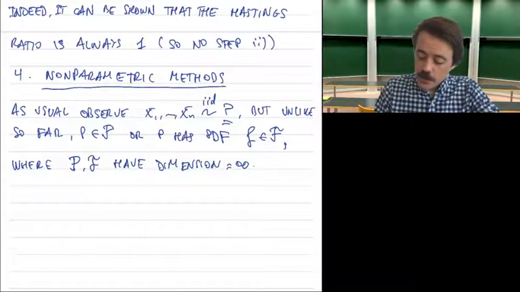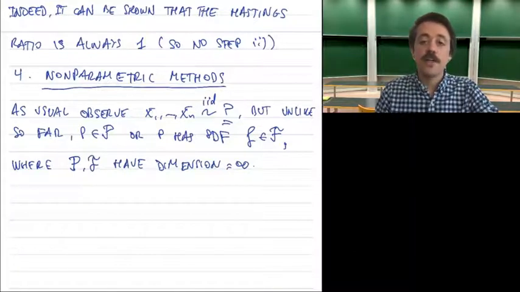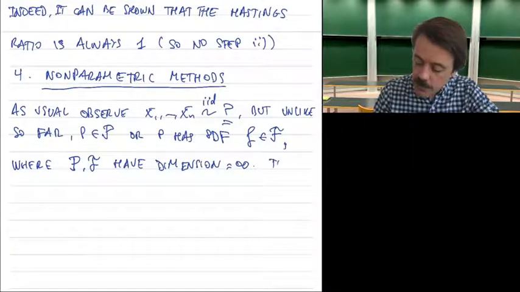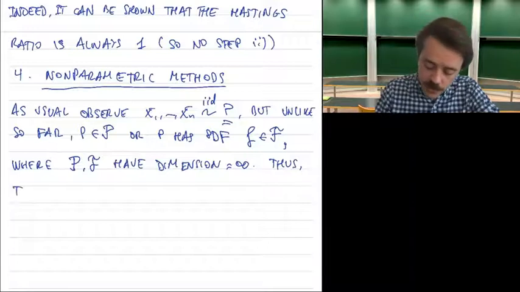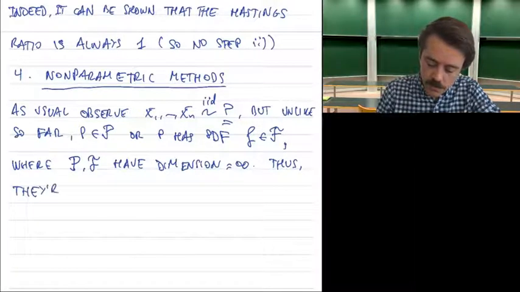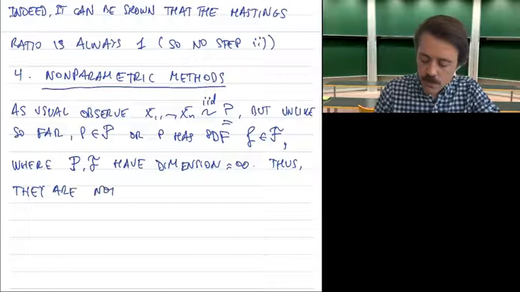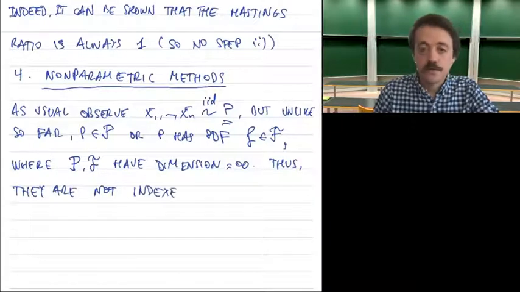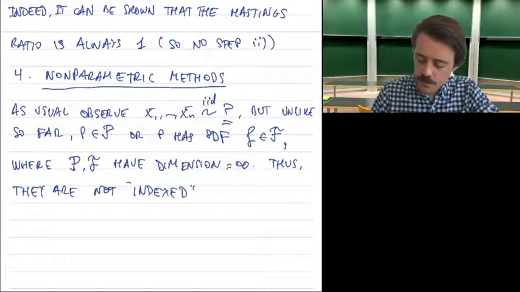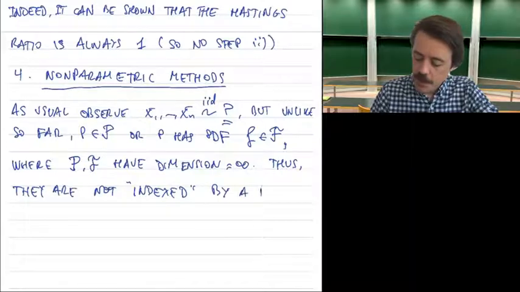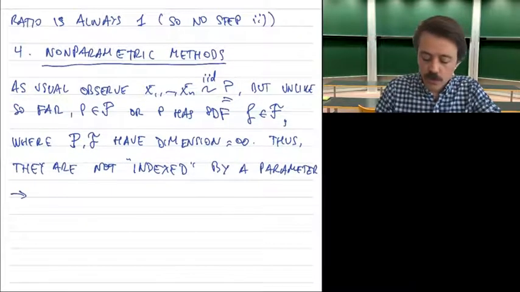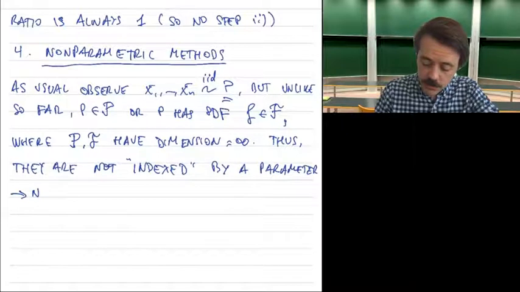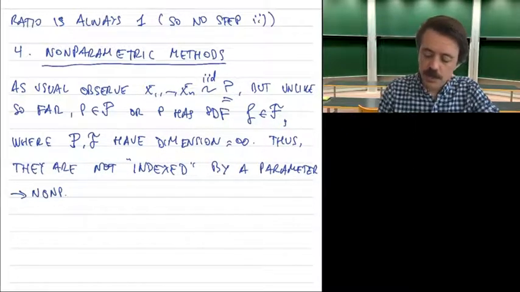Okay, so then we don't really have an index for the family, right? Like we did. So let me just write that. Thus, they're not, at least formally, indexed by a parameter. And this is the reason why we call this area of statistics non-parametric statistics, or in this case, non-parametric. Let me just write from now on non-P models.